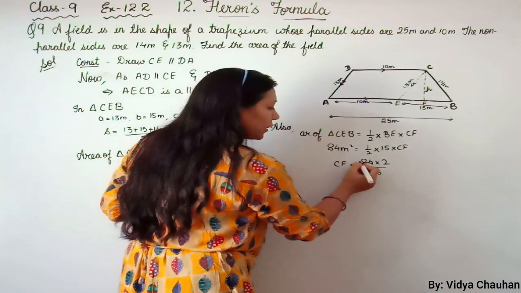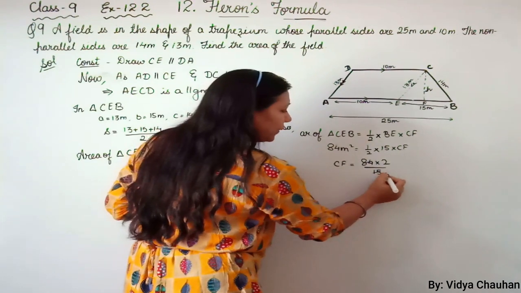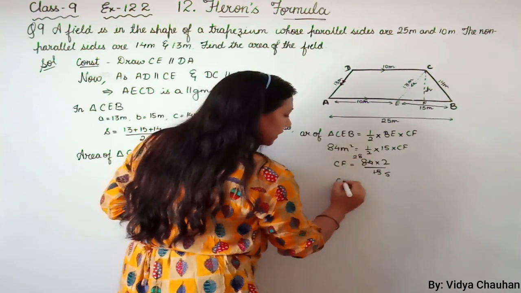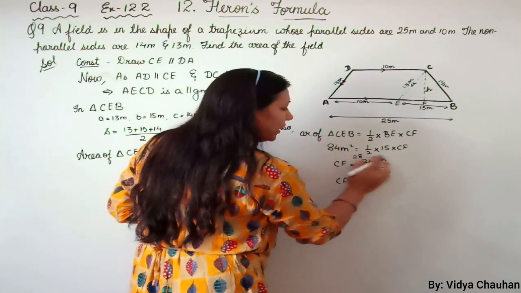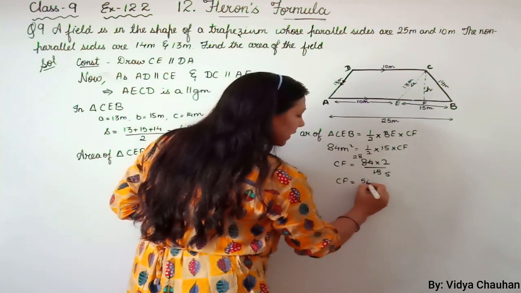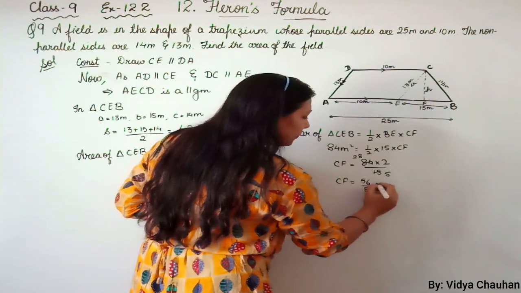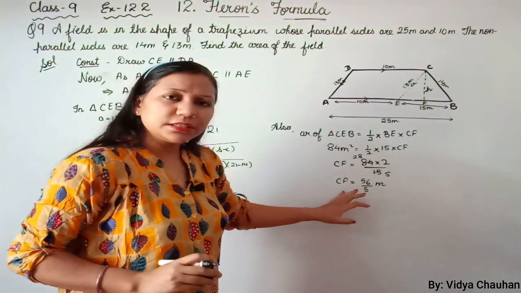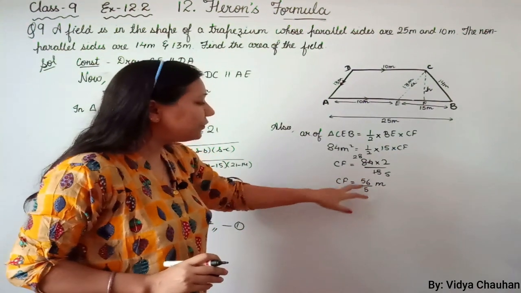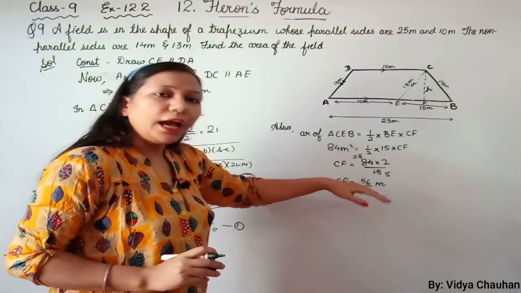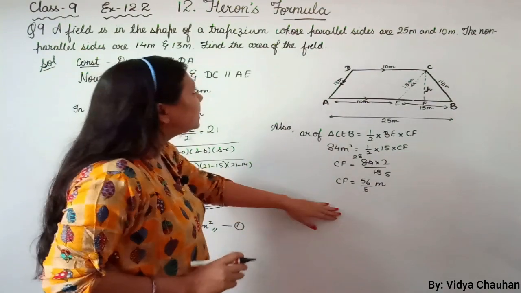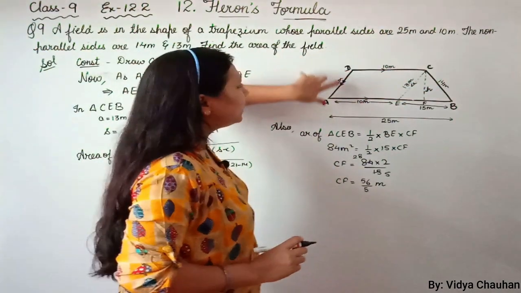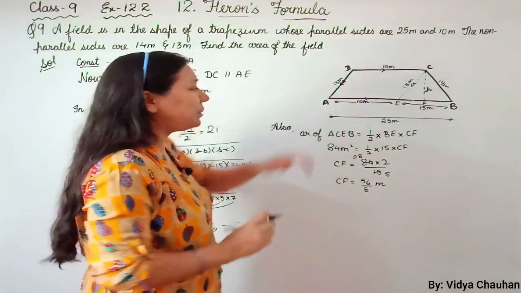So that is 84 multiplied by 2 divided by 15. Simplify here, dividing it by 3, 3 5s are 15 and 3 2s are 6 and 8. So CF is equal to 28 into 2, 56 upon 5 meter. We will not convert it into decimals, just leave it in the fraction format, 56 upon 5. And moving further, because still we have to find the area of the field, that means we have to find the area of this complete trapezium.